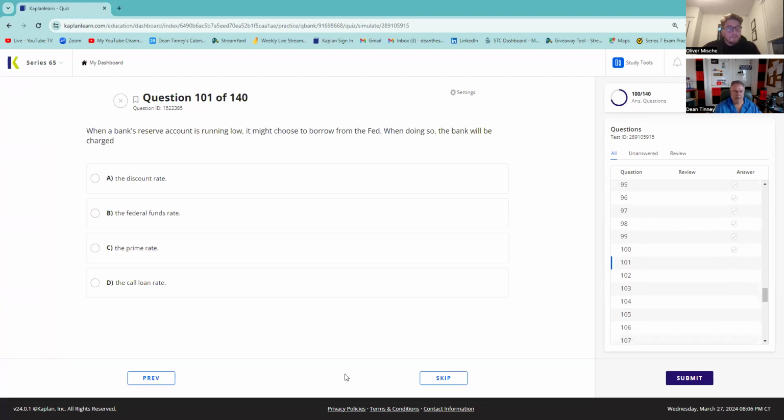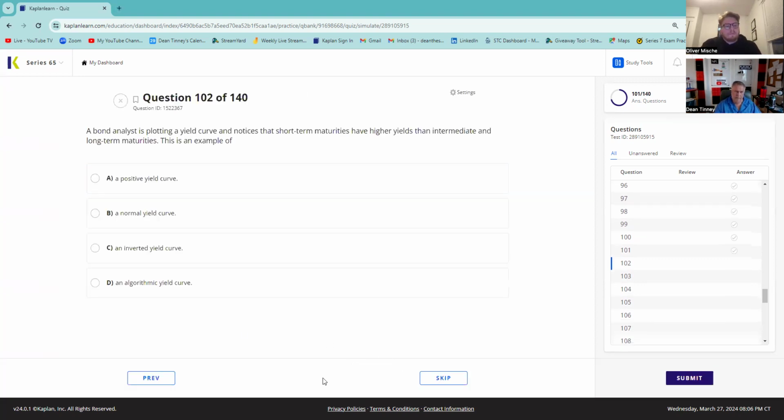When a bank's reserve account is running low, it might choose to borrow from the Fed. When doing so, the bank will be charged... Ooh, not Fed funds. That answer set is very testable. Yeah, it's the discount rate. You are correct. Fed funds is from bank to bank.